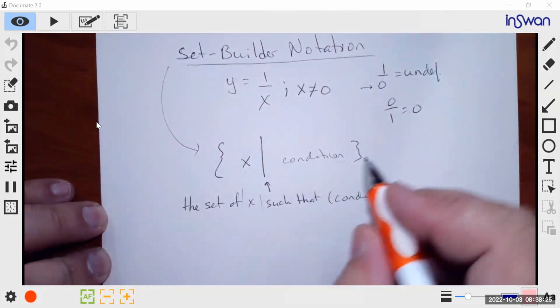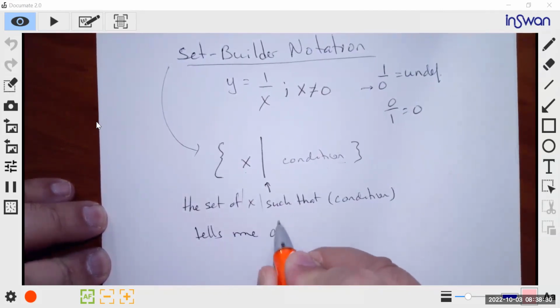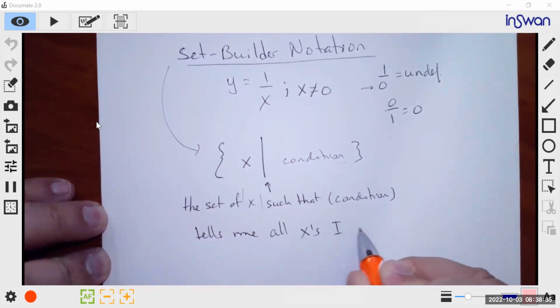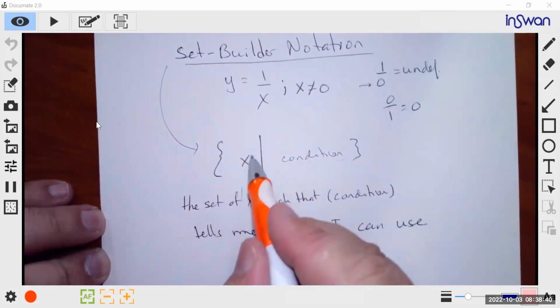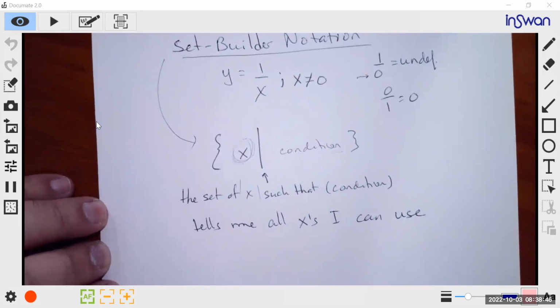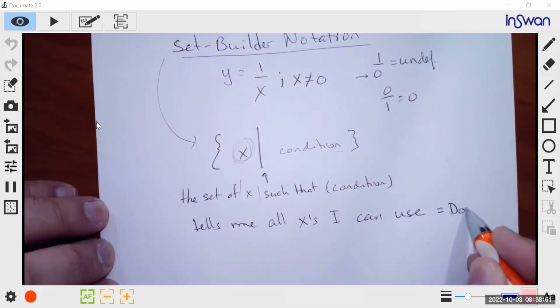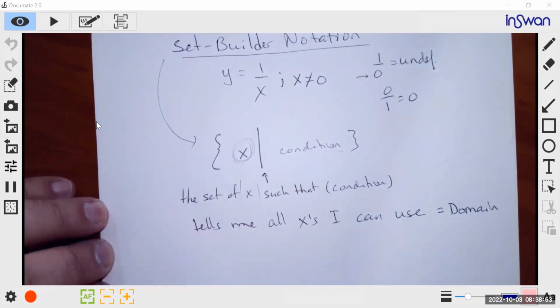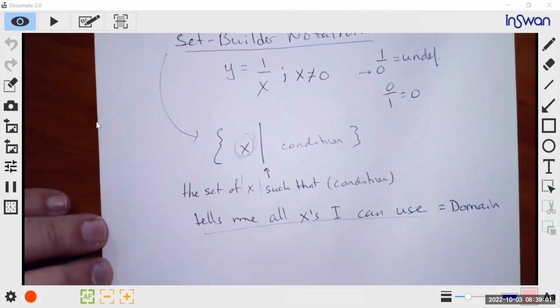This tells me all x's I can use. Because all it does here, it defines what x can be. So basically, that's called the domain. Whenever you hear the word domain in mathematics, that's the description of what x's you can use.